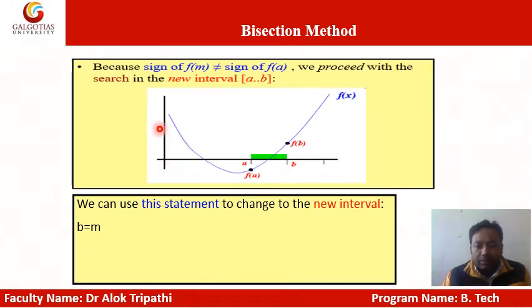In this figure, we have just shown what we have known earlier, that f of a is a negative value and at the value m the value of the function is positive. Therefore the root of the equation f of x equals 0 will lie inside the interval a to m. This means earlier we had taken the interval a to b, but now our b will coincide with m. That means we have to change our b to m.